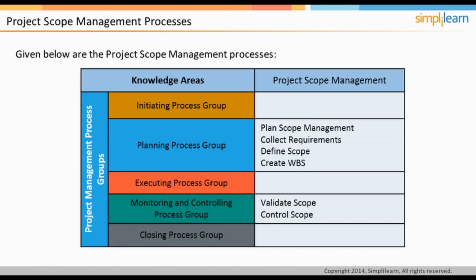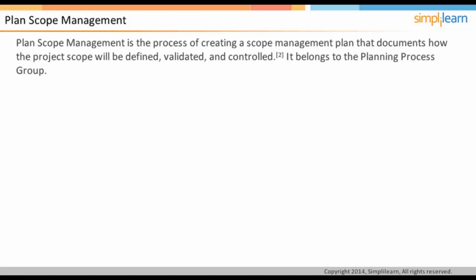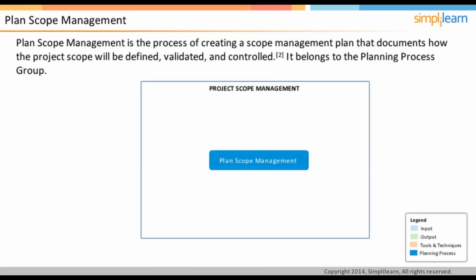Let's begin with plan scope management. Plan scope management process creates a scope management plan that documents how the project scope will be defined, validated, and controlled. It is usually the starting point of the planning processes on a project. Understanding the scope and how it will be managed is fundamental to planning the other aspects of the project. Let us review the list of inputs to this process.